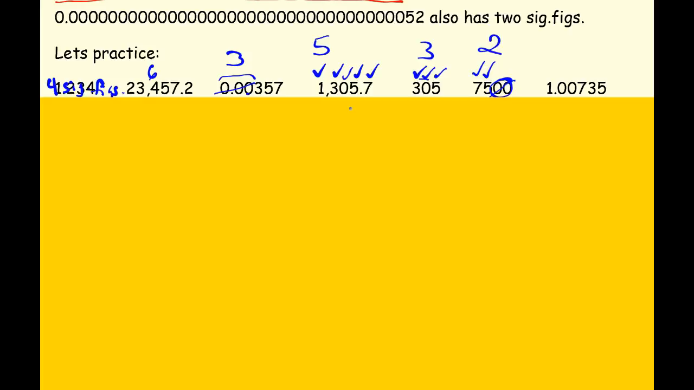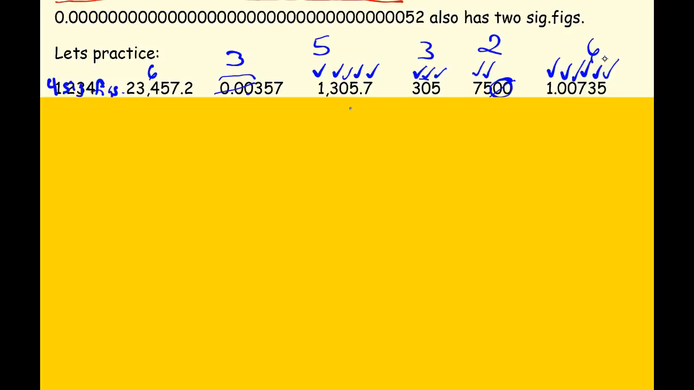So here we have 2 significant figures. The last example we have here is 1.00735. Then we think about rule number 1 that says all non-zero numbers count. And then we can think about the second rule that says that zeros in between non-zero numbers count. Therefore, these 2 zeros count. So our answer would be 6 significant figures.